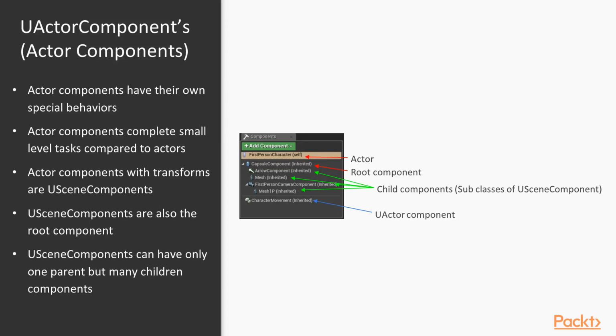As you can see in the image below, first-person character is our actor, and the root component of our actor is the capsule component. And that capsule component has many children components, which all inherit from scene component. You may also notice how character movement isn't attached to any other components. This is because it is an actor component, and they do not have transforms and thus cannot be attached to other components, but they can be attached to actors.